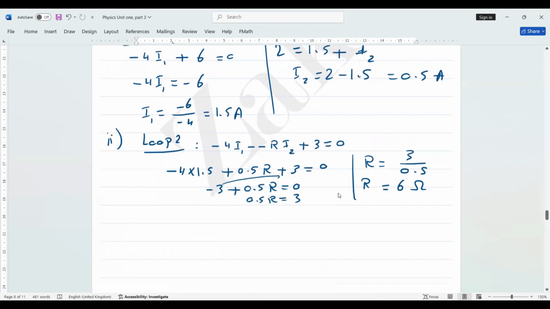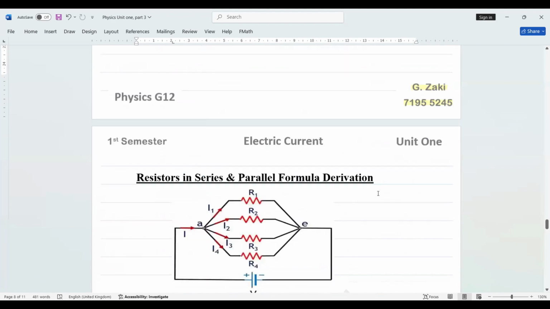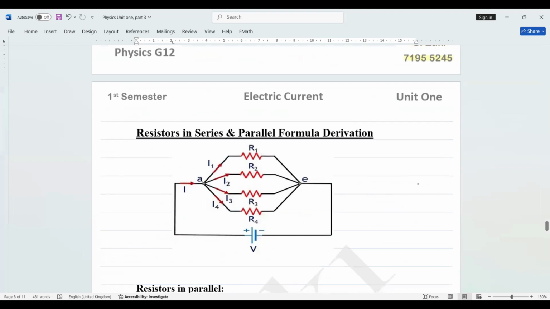Next part, we talk about resistors in series and parallel. Now, these are resistors in parallel. We have different currents. So this depends on Kirchhoff's first law. We don't need to prove it.